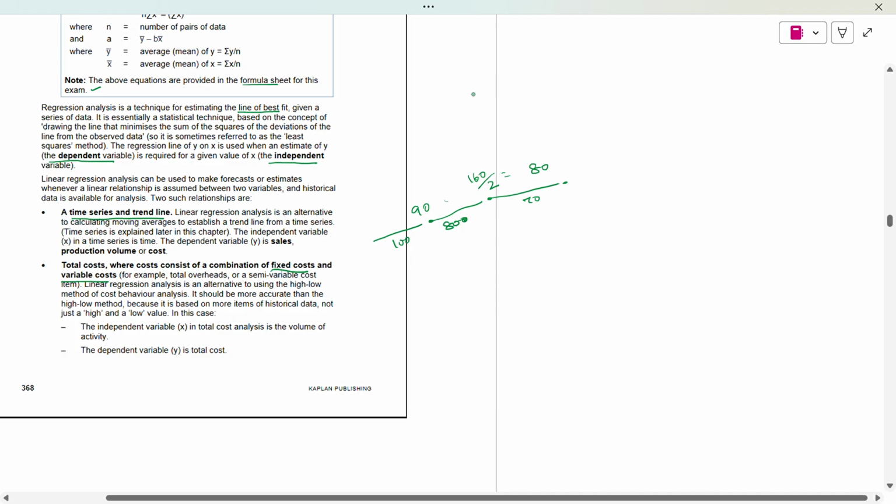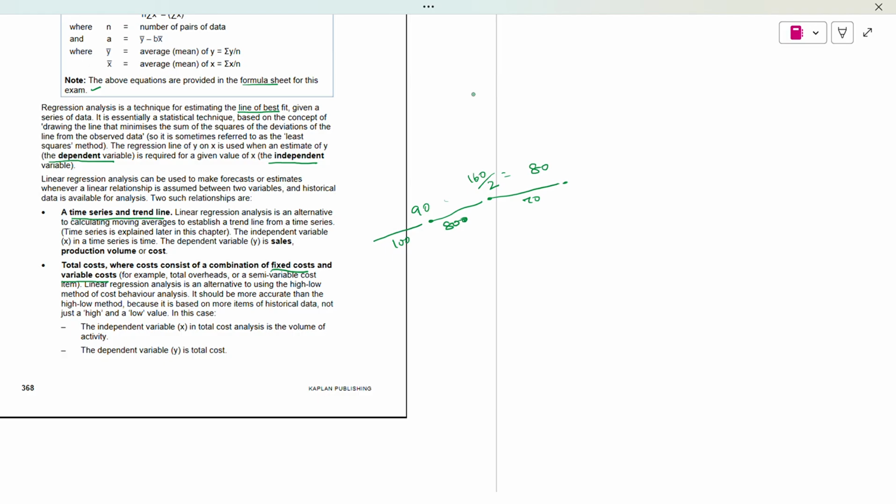You will have the total overhead, the semi-variable cost. Semi-variable cost is not fixed and not variable. When we are talking about the semi-variable cost, we use the high and low method. Linear regression analysis is an alternative to the high-low method for cost behavior analysis, which means they are talking about different methods.